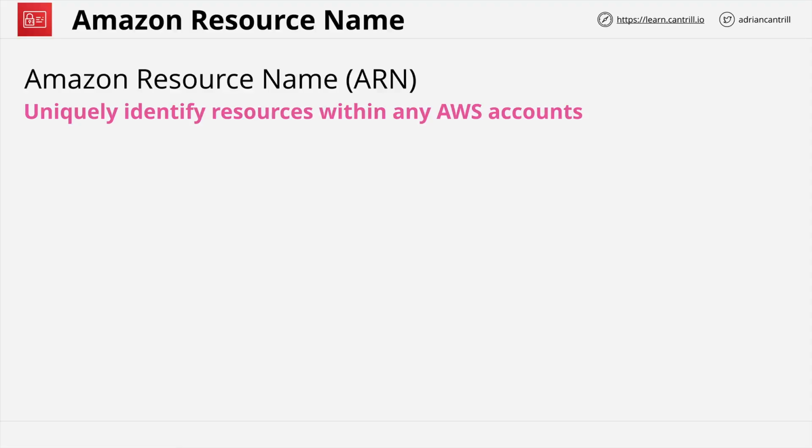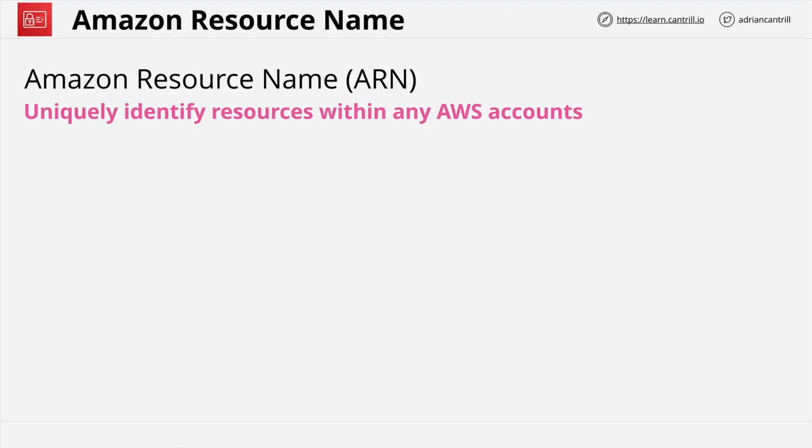Now, this is required because things can be named in a similar way. You might have an EC2 instance in your account with similar characteristics to one in my account, or you might have two instances in your account but in different regions with similar characteristics. ARNs can always identify single resources, whether they're individual resources in the same account or in different accounts.